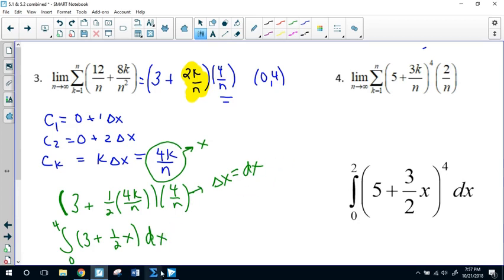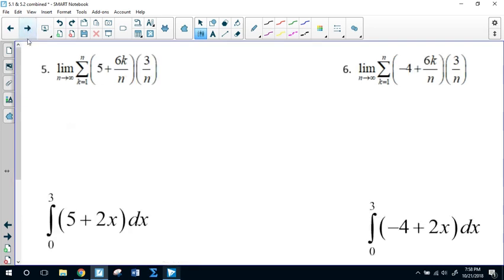Make sure you've written down any questions you have. Feel free to try the remaining problems. I'm going to go ahead and show you the next couple. I think I have answers to a few more here. Let's see. So there's the answer to 5, and there's the answer to 6.